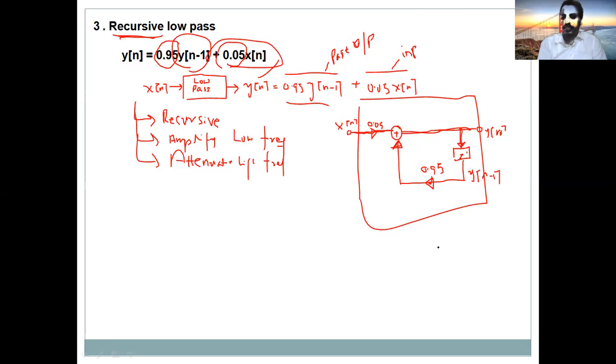So inside this system, how many memory units do we use? Only one. Only one memory unit here, you see. How many multipliers? Only one multiplier. How many adders? Only one adder.